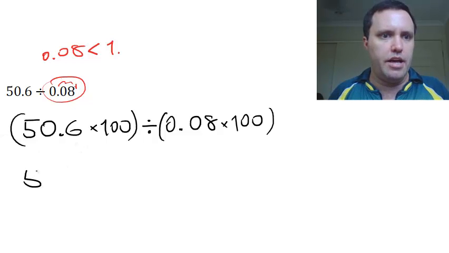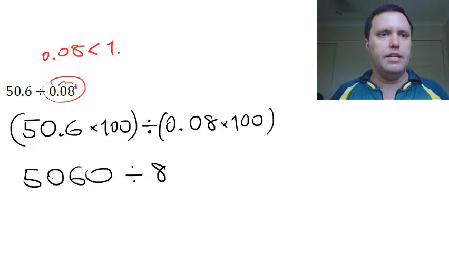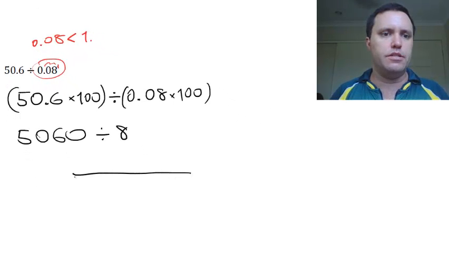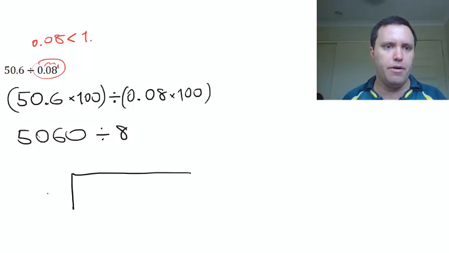So I'll have 5060 divided by 8. Okay? Now this answer, you might think that just doesn't make any sense. How are you allowed to do that? Tell you what, check it in your calculator because it works out perfectly. Okay? They're both the same answer.